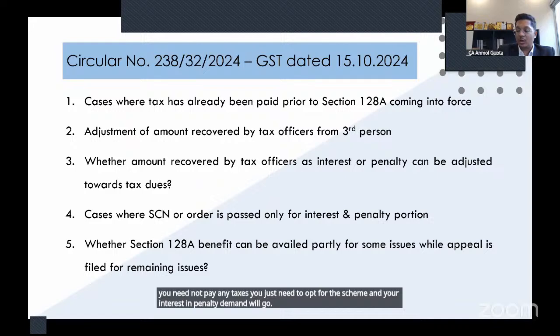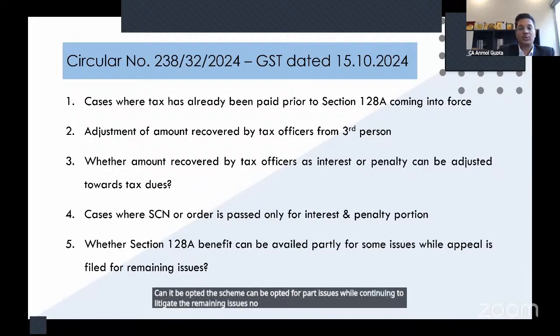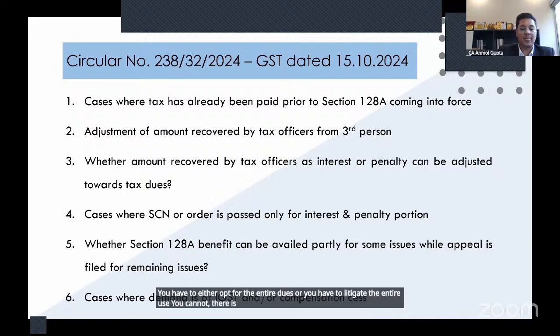Can the scheme be opted for part issues while continuing to litigate the remaining issues? No. If you need to opt for the scheme, you need to opt wholly and solely. You cannot say, let us go for the scheme for 2A versus 3B demand, and for 1 versus 3B demand, let us continue to litigate because that is a case that I am strong on merits. No, you have to either opt for the entire dues or you have to litigate the entire dues. There is no option in between.